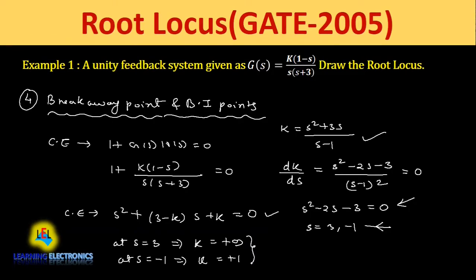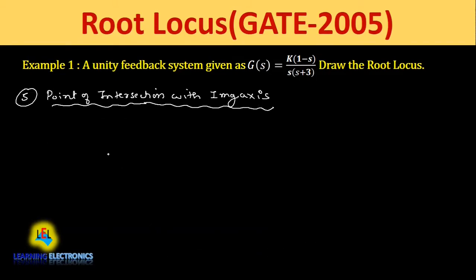So here we are getting both the k values positive, that means both these points of s is equal to 3 and s is equal to minus 1 are valid breakaway points. Now we will find out the point of intersection of the root locus with the imaginary axis. For this we have to take the characteristic equation, which is s square plus (3 minus k) into s plus k is equal to 0.